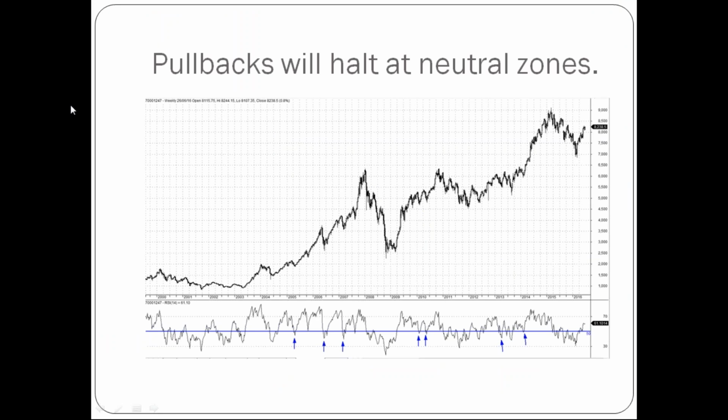So, as I have told you, the pullback will halt at neutral zones. So 50 is a neutral point, and the zone above it and below it are the neutral zones. So see how the pullback halts at 50. In the uptrend, the pullback is halting near the zone. This is an observation.